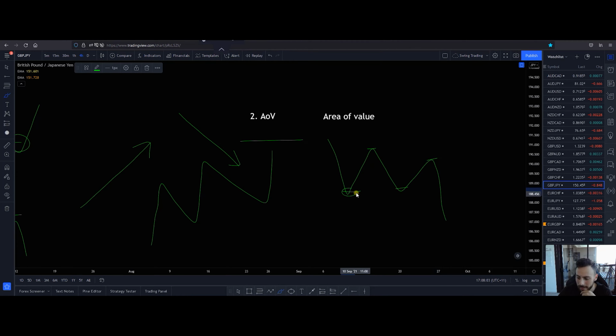Now, at these points in the market, this is what I like to call an area of value, okay? So if I'm looking to buy in the Forex market, I'm looking to make money off price going up in value, right? I need to look for an area of value, and that area of value is these higher lows being made, okay?